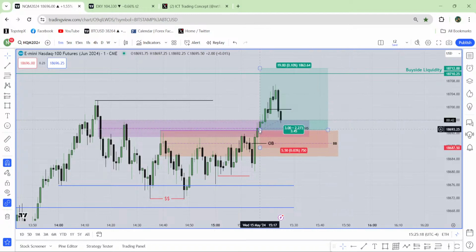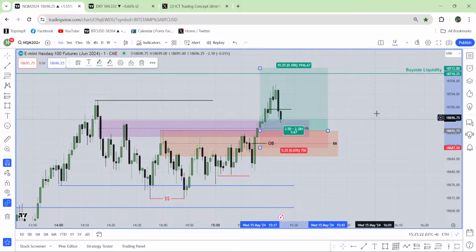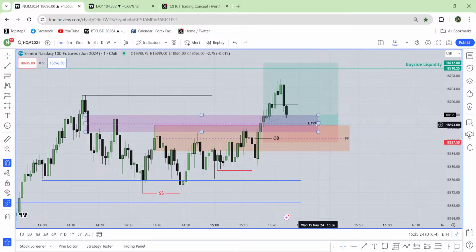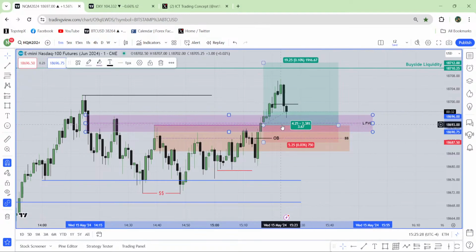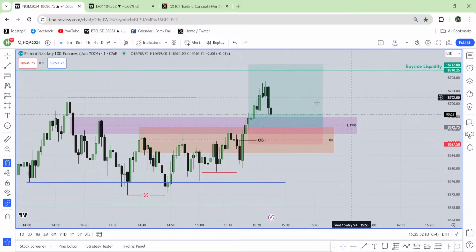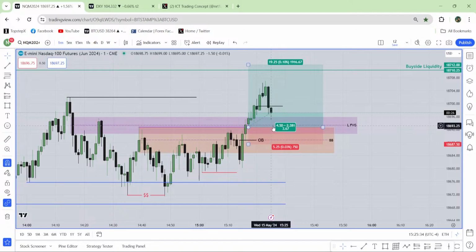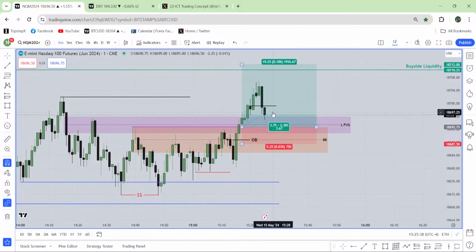So let me put my entry at the level of the breaker block right there. Now don't forget about this last parabolic gap from the 1 minute chart. This constant encroachment is very highly important. This constant encroachment means yes, the market can reach until here, but it should not go below the constant encroachment. Is it violated yet? No, it's not violated yet.